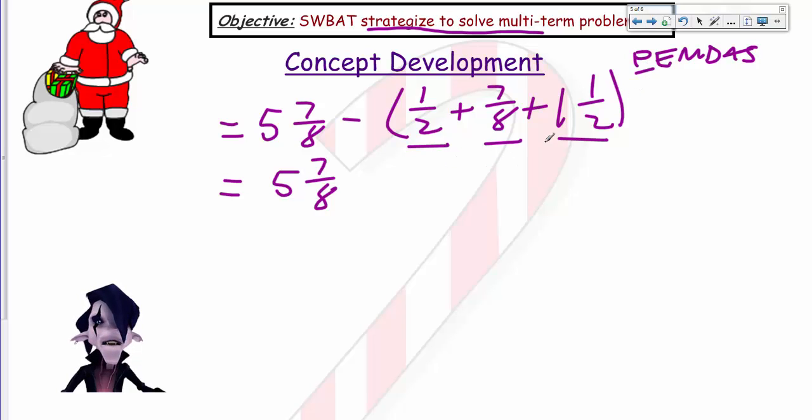And parentheses to the very first one. Did that voice scare you? That kind of scared me a little bit. So we're going to be subtracting 2 and 7/8.